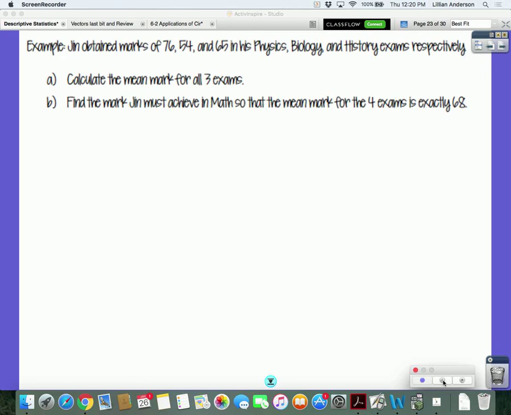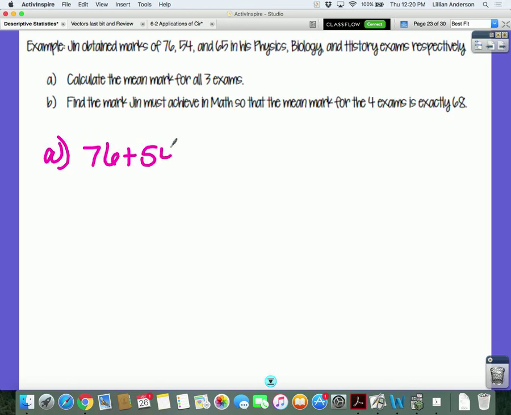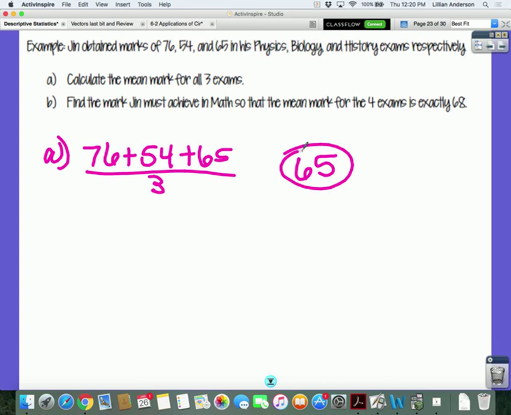So with this one, Jen obtained marks of 76, 54, and 65 on his physics, biology, and history exams respectively. Calculate the mean for all three exams. Simple enough: 76 plus 54 plus 65, divided by 3. What is that? 65. No, like the final thing after you divide by 3. 65. Okay, so his average was a 65. Now it says find the mark that Jim must achieve on his math so that the mean mark for the 4 exams is exactly 65.